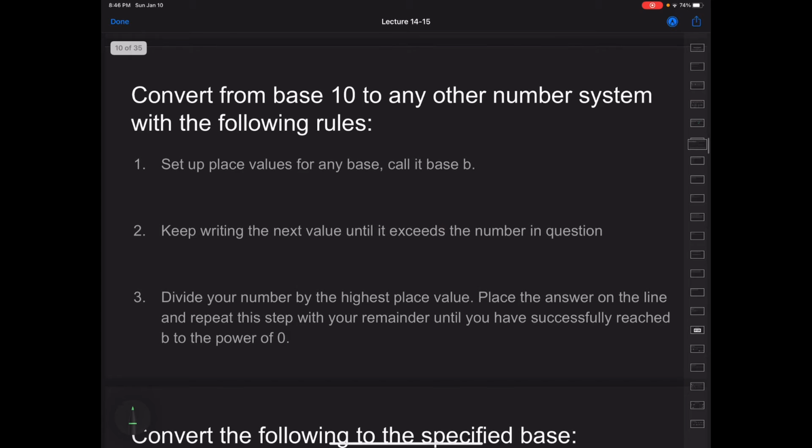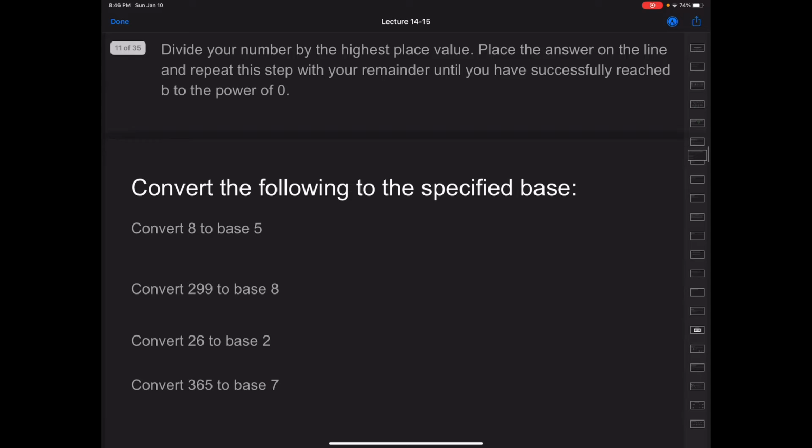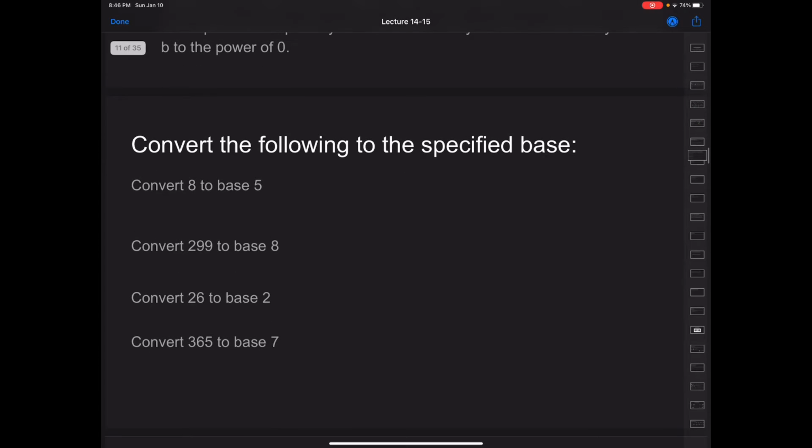So we have a few rules that we're going to have to remember. To convert from base 10 to another number system, we use the following rules. We set up place values for any base, call it b, and then keep writing the next value until it exceeds the number in question, and we'll talk about what that means. Divide your number by the highest place value, place the answer on the line, and repeat this step with your remainder until you have successfully reached b to the power of 0. Let's see what that means.